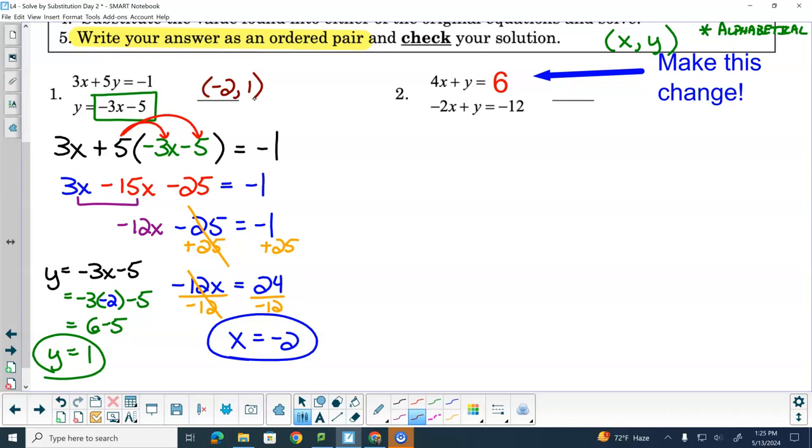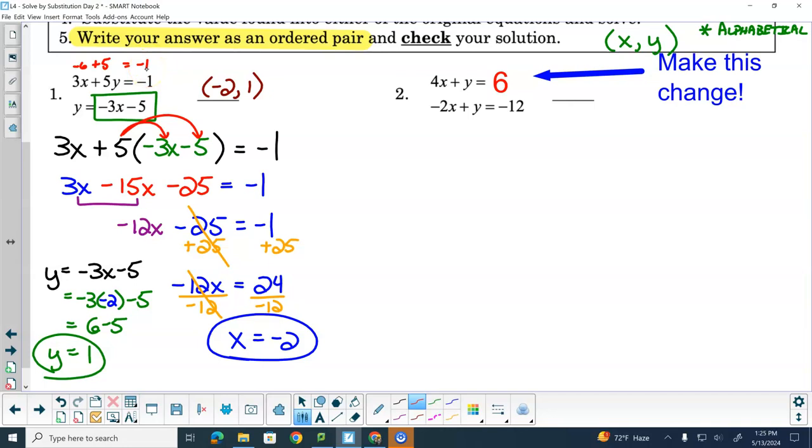Have I earned the right to give it the final circling of the answer? What do I gotta do yet? You're on the right track. We gotta check it to make sure it works, right? If I plug in negative 2 for x, 3 times negative 2 is negative 6. 5 times 1 is 5. What is negative 6 plus 5? Is negative 1 equal to negative 1? Yeah, that one works out.